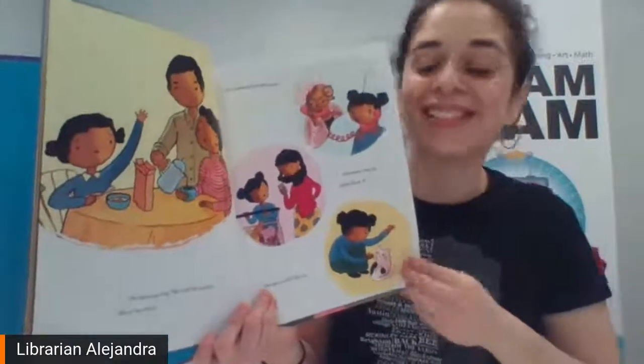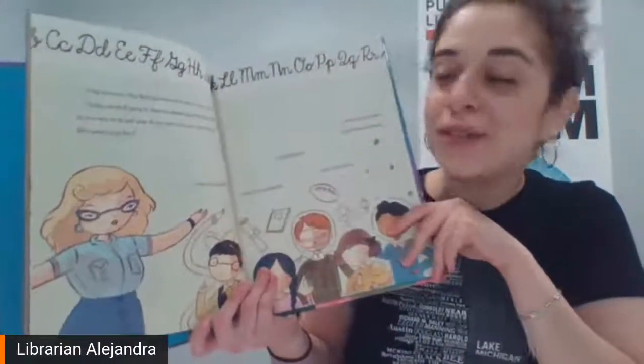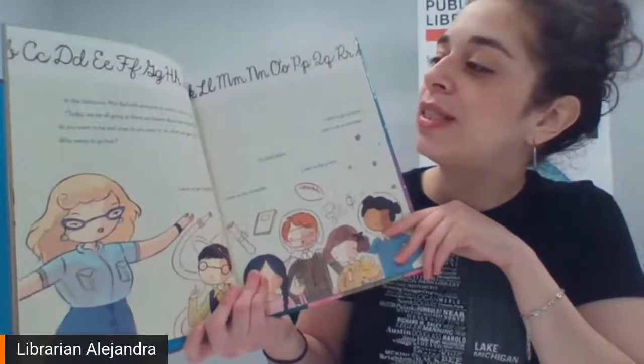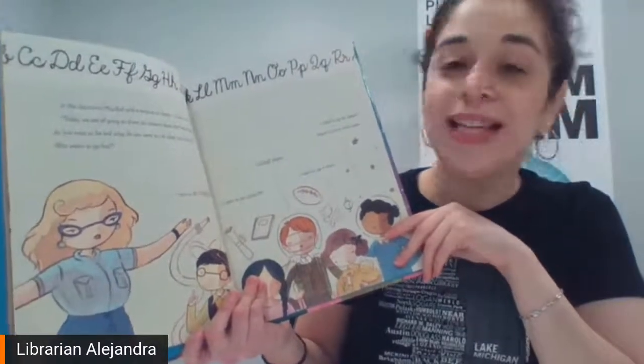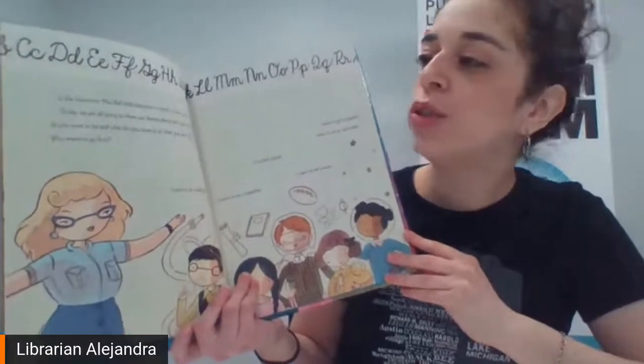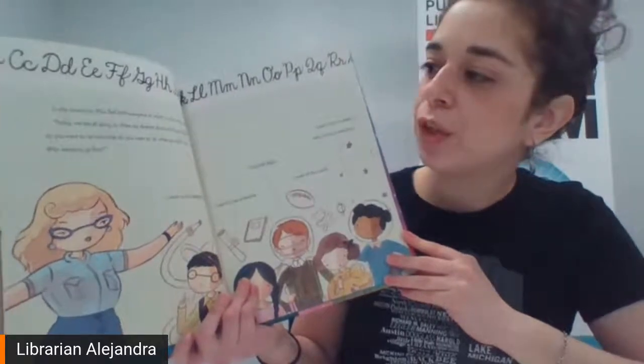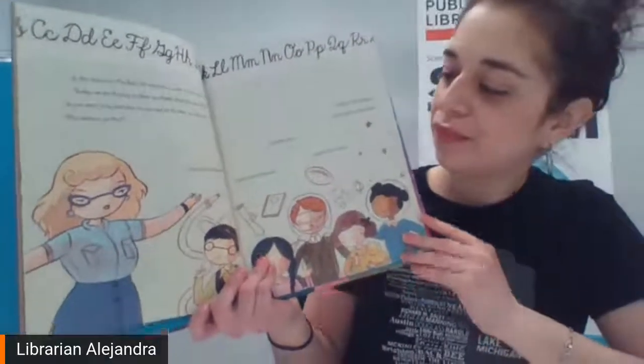Do you have a dream? What's your dream? In the classroom, Miss Bell told everyone to stand in a line on the rug. Today, we are going to share our dreams about the future. What do you want to be, and what do you want to do when you grow up? Who wants to go first?